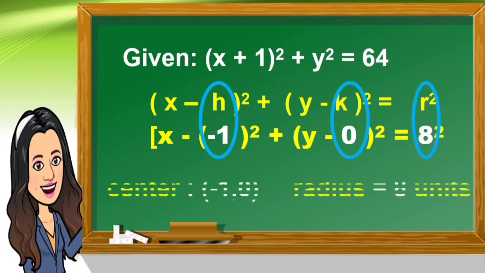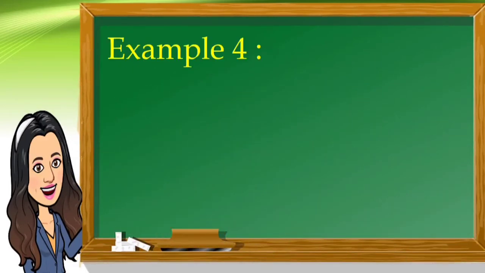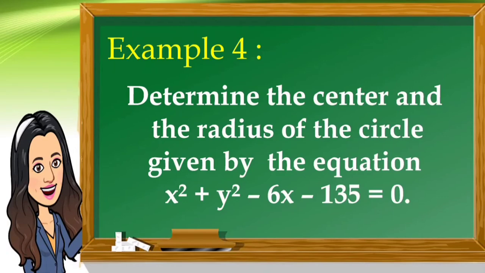And the center is at point (-1, 0), and the radius is 8 units. Example 4. Determine the center and the radius of the circle given by the equation x squared plus y squared minus 6x minus 135 is equal to 0.